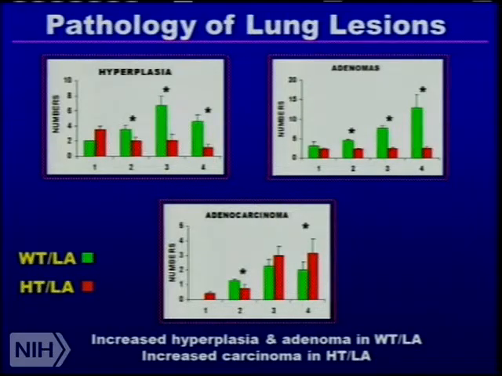We looked at the pathology of the lung lesions that formed in these mice, and we saw increased hyperplasia and adenoma in the wild-type latent activatable mouse, shown in green, compared to the latent activatable het mouse, as well as increased carcinomas in the heterozygous mouse, shown in red, compared to the wild-type latent activatable mouse.